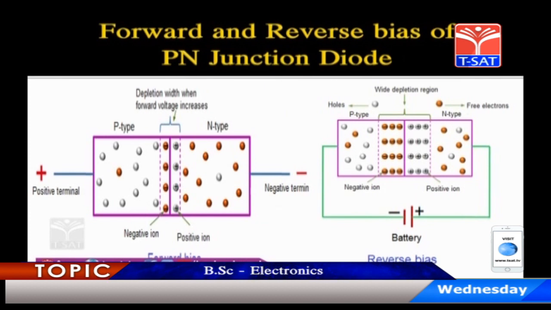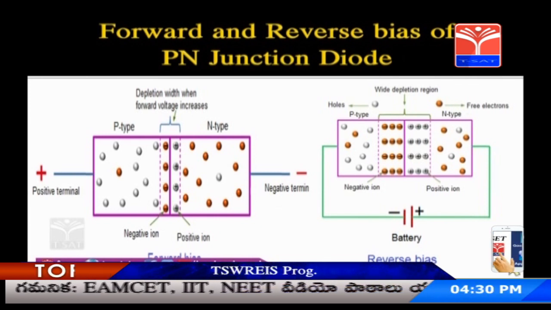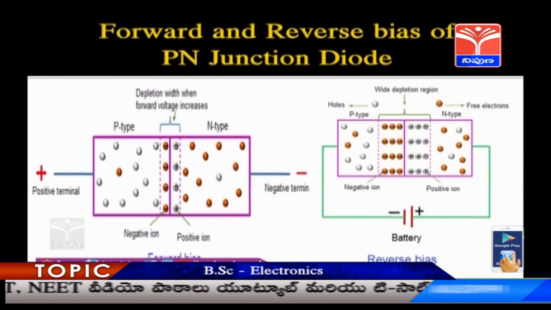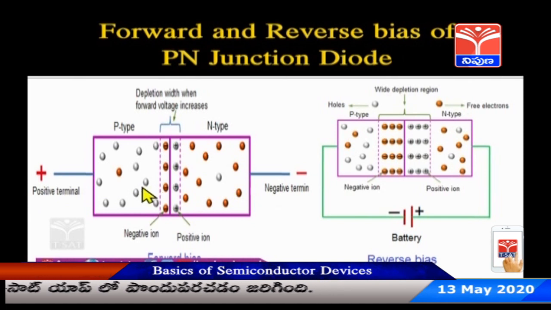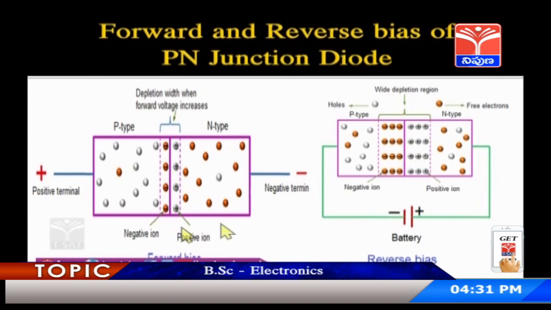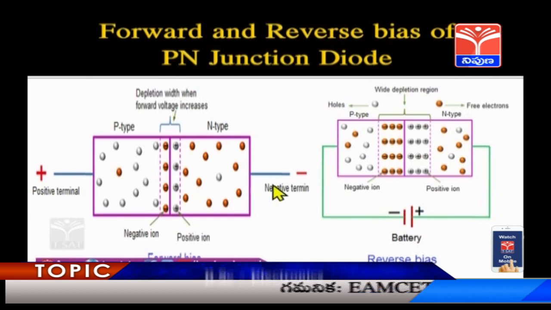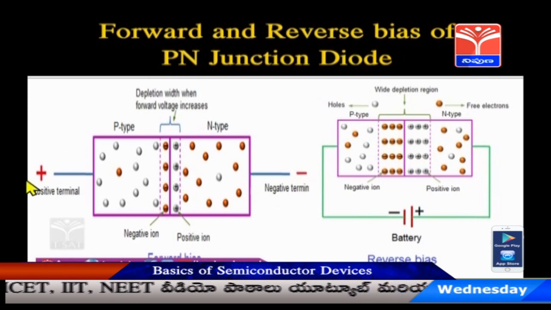There are two conditions in which a p-n junction can be biased, or have voltage applied. Those are forward bias and reverse bias. In forward bias, you apply the positive terminal to the p-type and the negative terminal to the n-type. When you apply it like this, what happens? This positive terminal will repel the holes in the p-type, and this negative terminal will repel the electrons in the n-type to the other side.